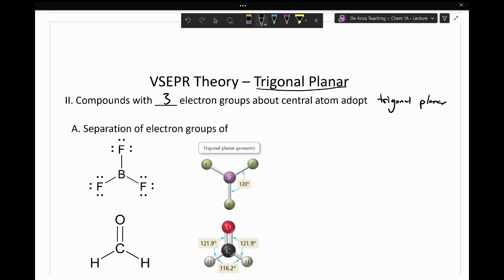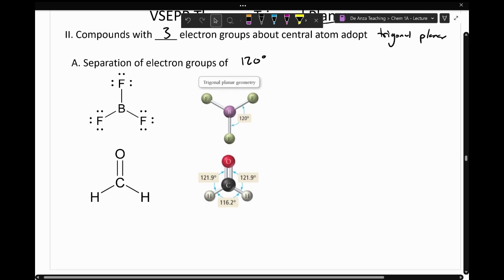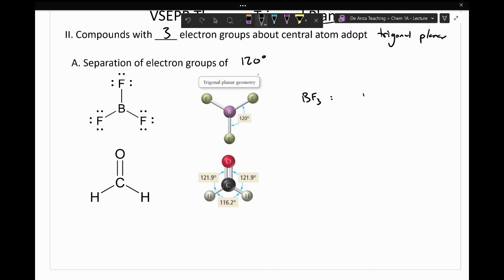And in this trigonal planar geometry, we have a separation between the electron groups of 120 degrees. And this also maximizes the separation between our different elements. So two examples of this are BF3, which we can also represent with just our lines. This boron has 3 bonding groups, and all 3 of those bonding groups are single bonds.